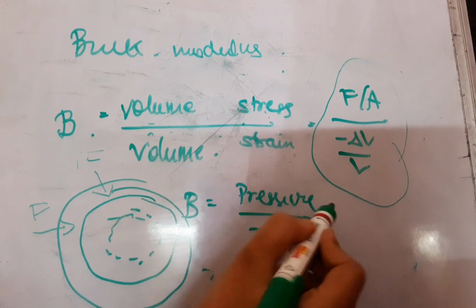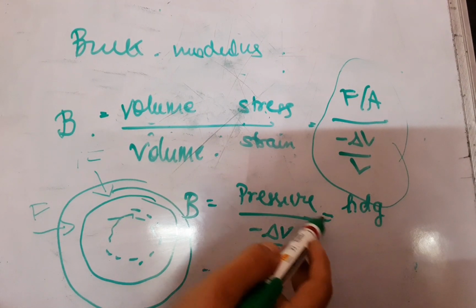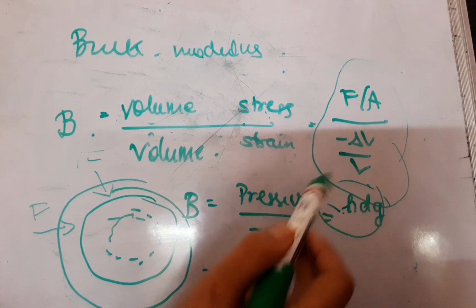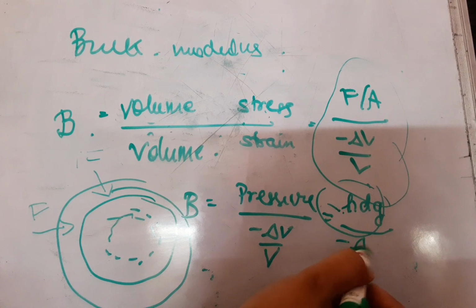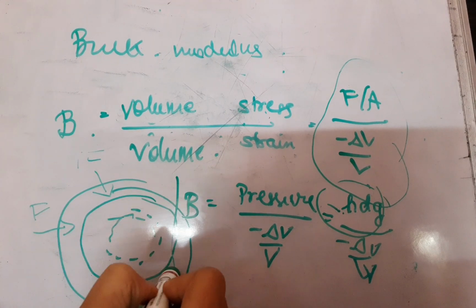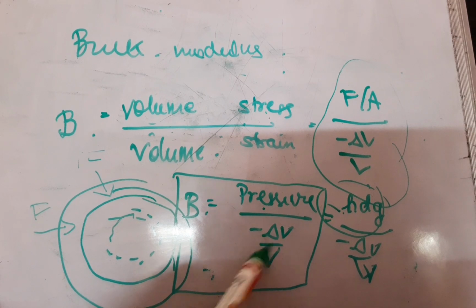Okay. So pressure you can write as hρg. What is hρg? Height into density into gravity. In the liquids chapter you will come to know how this is derived. Divided by minus delta V by V. Okay. Easy. So this you should remember. This is a very important equation, that bulk modulus is equal to pressure upon minus delta V by V.